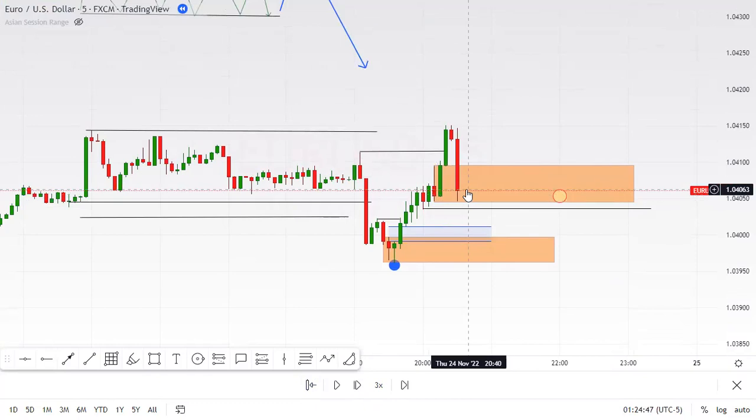That was 5 minutes. Now we go maybe to 1 minute. You go to 1 minute, the lower time frame. You wait for a break of market structure to the upside, and then a retracement.